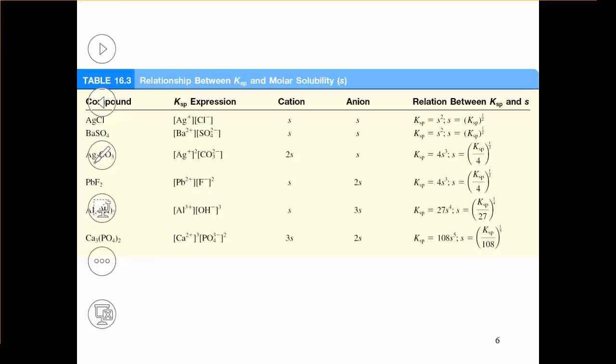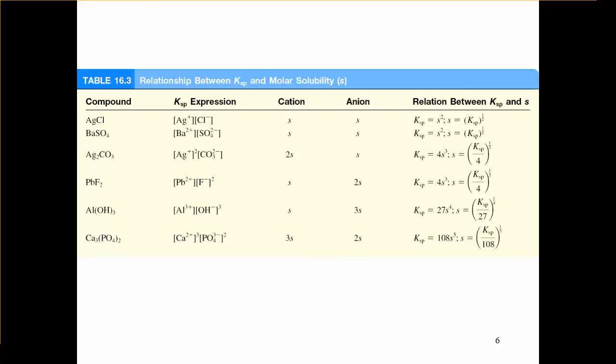Okay, so here are a few KSP expressions. Like we said for silver chloride, very simple. The cation is S, the anion is S. The KSP is equal to S squared. Same thing here for barium sulfate. But for silver carbonate, it changes because we have silver squared, Ag2. When we describe the cation, it's 2S.